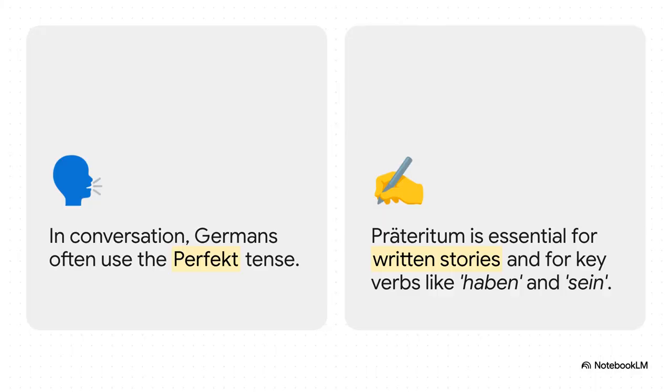And here it is, the big secret. You see, while most of the time you're just chatting, you probably use the other past tense, the perfect. But the Präteritum is totally king in two key areas. First, it's all over written German. Think stories, news reports, that kind of thing. And here's the really important part for us. It's pretty much mandatory for a handful of super common verbs, even when you're just talking. You just got to use it.